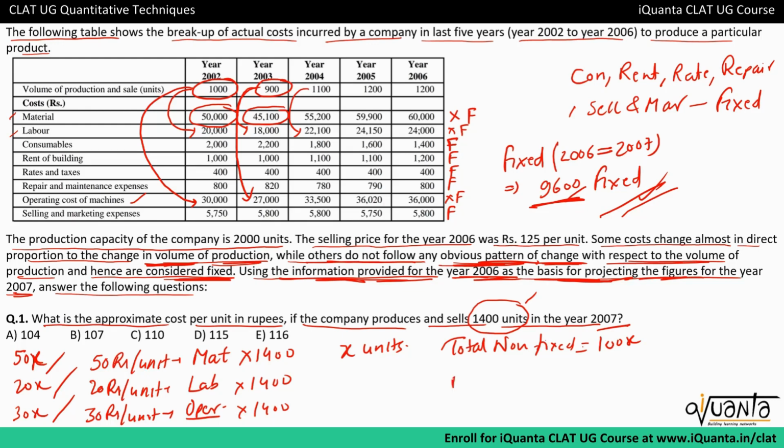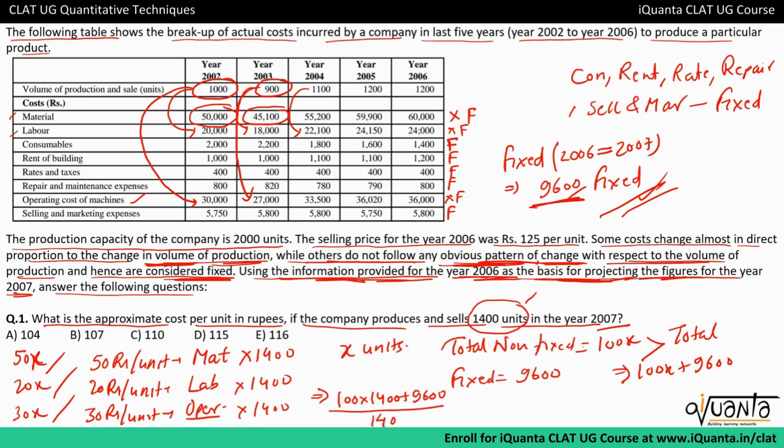x is the number of units, and fixed cost in every year, it will always be 9600. Okay, so total cost will be equal to the sum of these two. That means 100x plus 9600. Okay, in the question I have been asked cost per unit in rupees if there are 1400 units. So total cost will be 100 into x, which is 1400, plus 9600, divided by the number of units, which will give us roughly 107. Option B will be the correct answer over here.